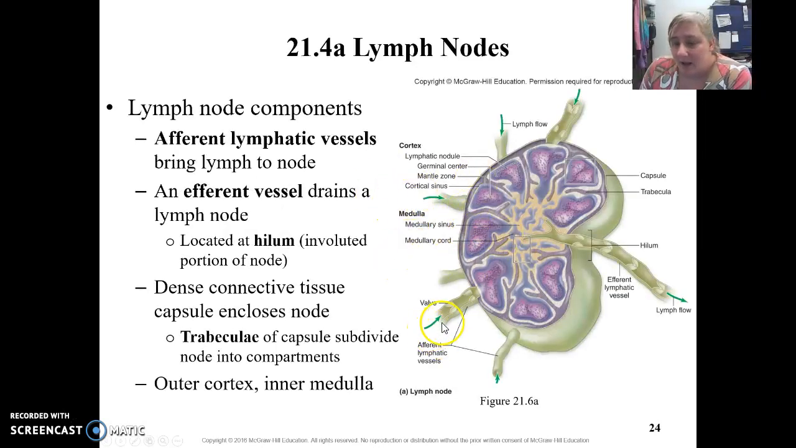So here we have all of these vessels moving into this lymph node. And then the lymph node is broken up into little sections. So we have this compartment, this compartment, this compartment. Each of these compartments has a region where we have B and T lymphocytes residing.